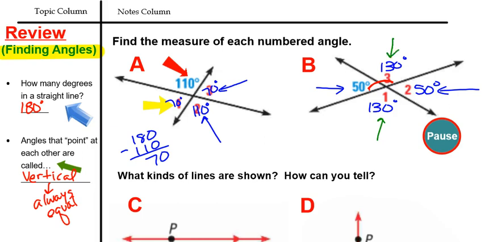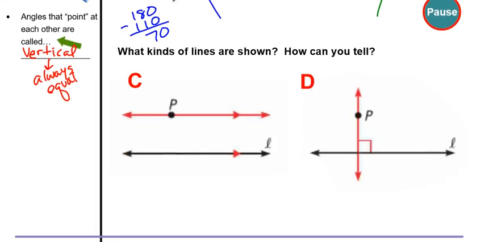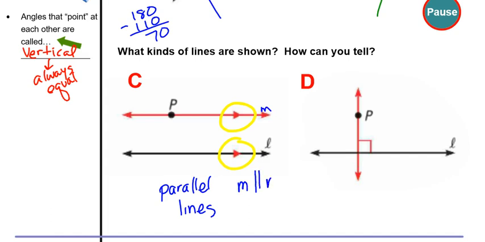Then let's jump down to this next section here. It says, how do you tell what kind of lines are shown? And that's just simply a matter of looking at the notation. So in question C, the thing that I notice is that we have the arrows. Those are parallel lines. So we could say, if we gave this guy a little m, we could say that M is parallel to L. Let me write that a little bit better.